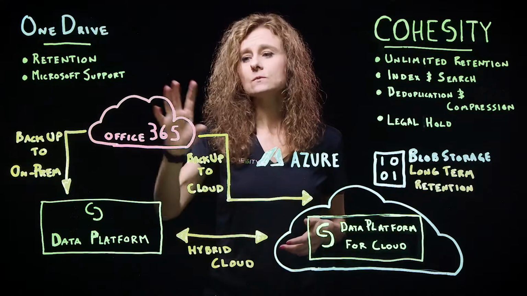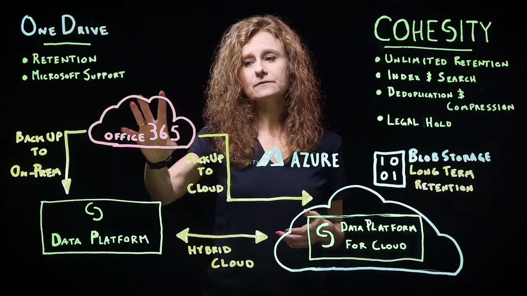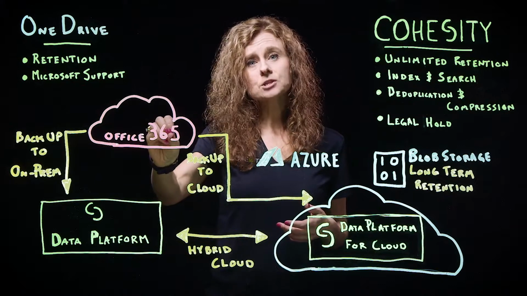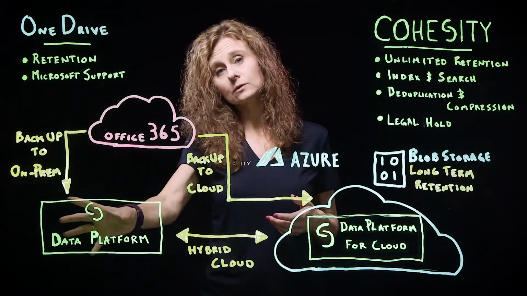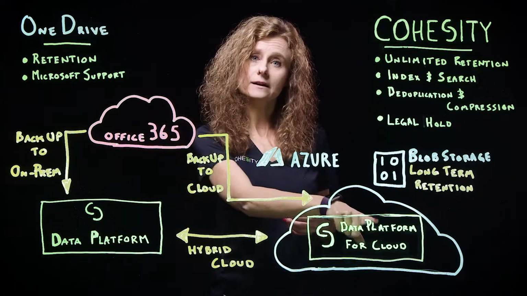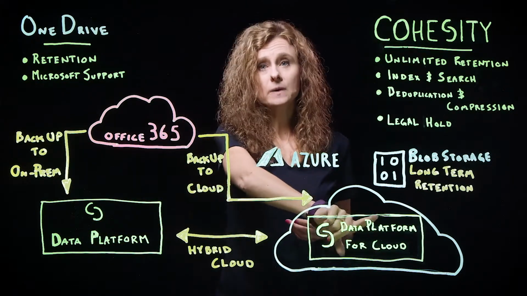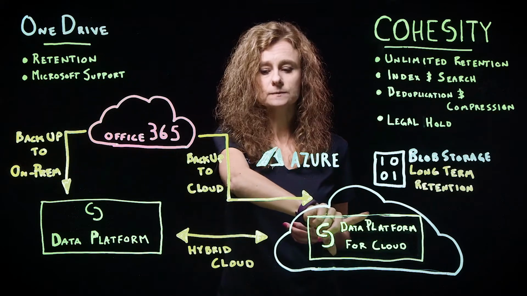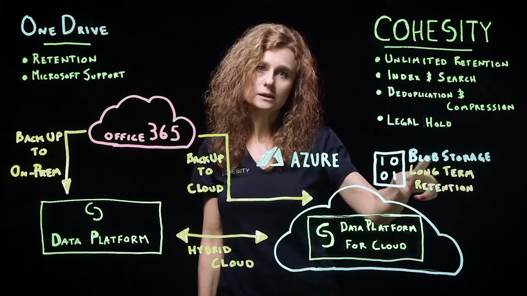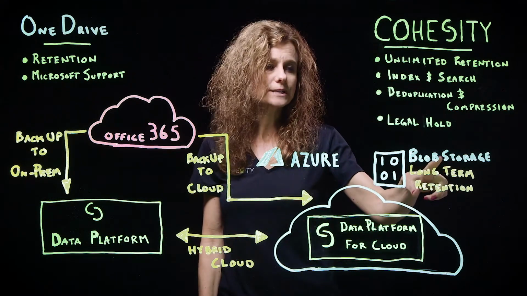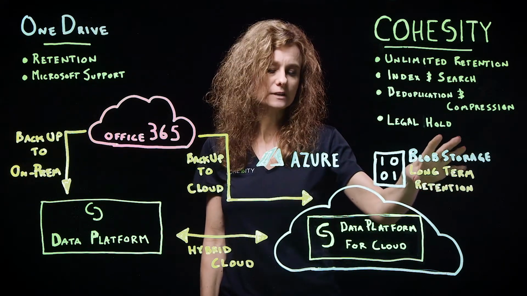So as you can see, we have Office 365 with OneDrive. The options that you have would be you could back that up to your on-prem Cohesity if you like, or you can back that up to a cloud-based Cohesity out in Azure. Over and above that, we can even do long-term retention with your data on blob storage if needed.